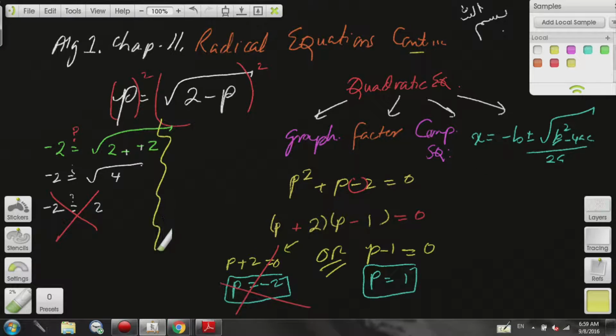Let's try substituting 1. Does 1 equal the square root of 2 minus 1? Is this true? The square root of 1 is 1. Does 1 equal 1? That is true. So this is actually a solution. So there's only one solution to this equation. Now, why did we get a redundant solution?